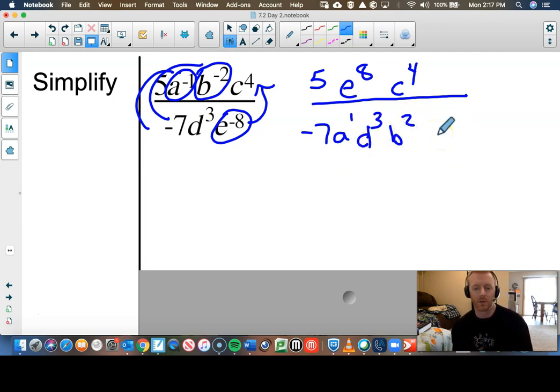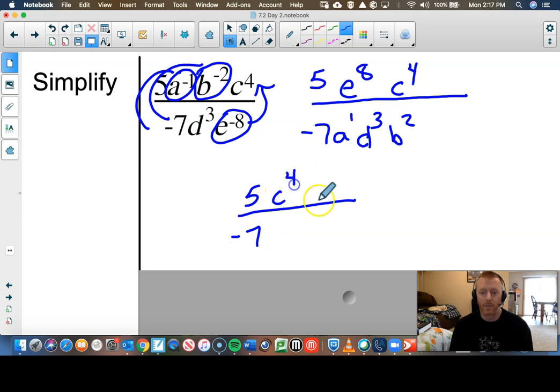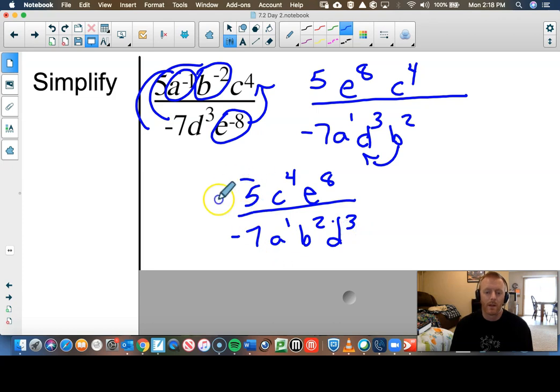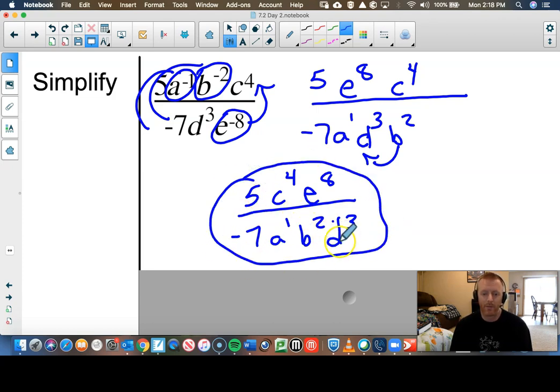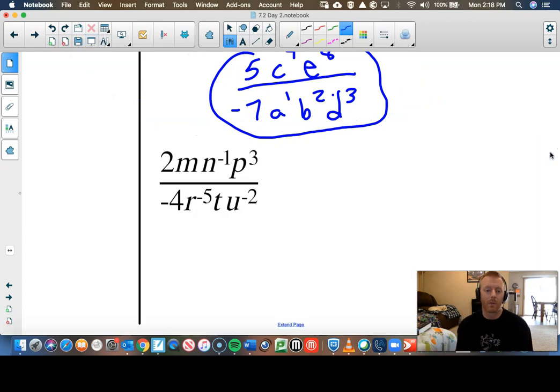Now, a personal preference of mine is I like to put things in alphabetical order. So all this jumbled stuff, I'm going to rewrite it so it's nice and neat now. I want it in alphabetical order. So I have a C comes before E, so I'm going to put the E second. A and that B need to switch spots for me. So I'm going to have an A to the first, I don't need to write the 1, a B to the second, and a D to the third. This is the answer that I would love for you guys to have. Now, if letters matched on top and on bottom, you'd simplify more, but since they don't, we're done with that one. And here's our last problem of the day.